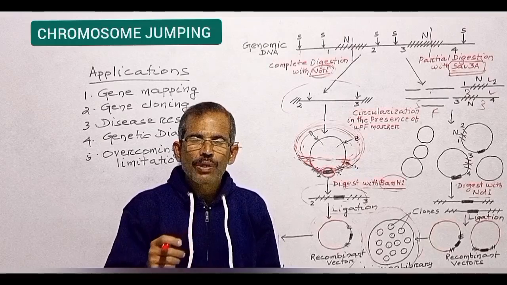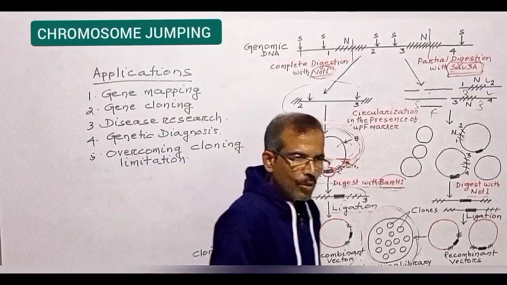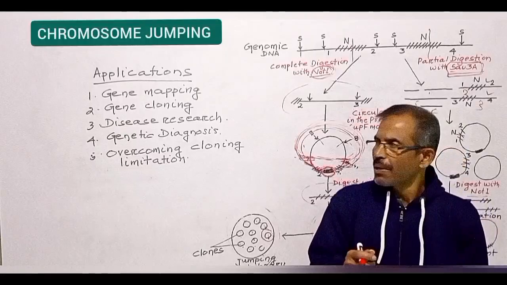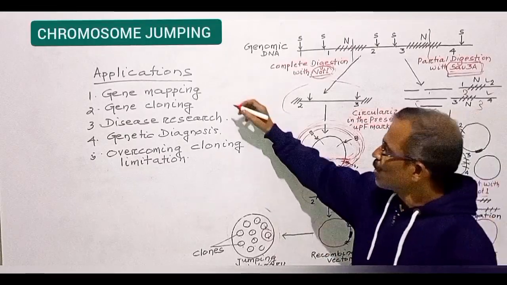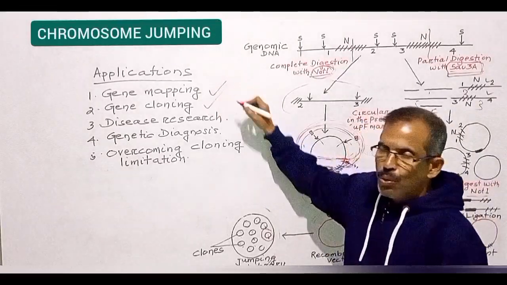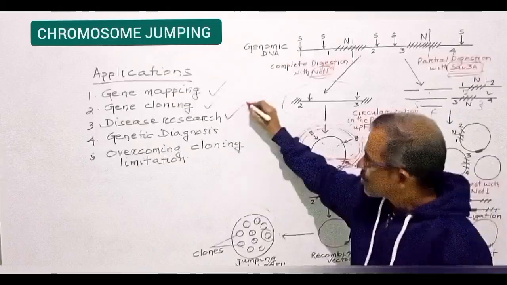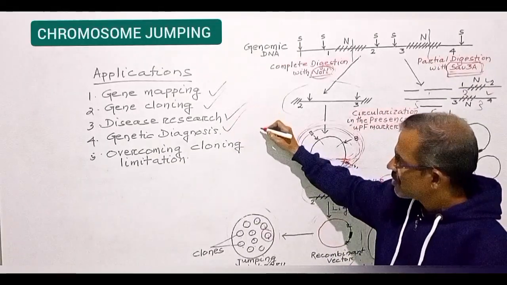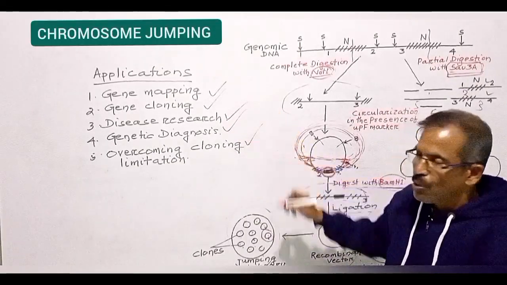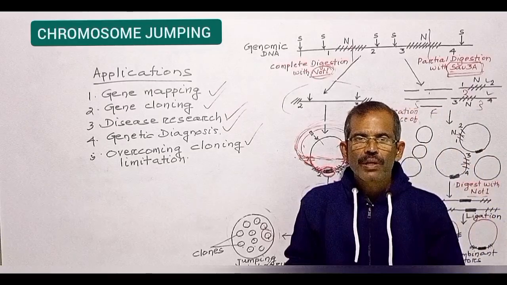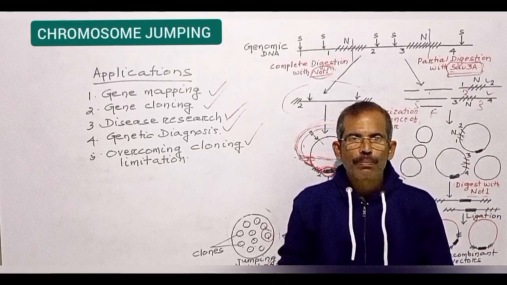Chromosome jumping has several applications such as gene mapping, gene cloning, disease research, genetic diagnosis, and overcoming cloning limitations. Friends, this is all about chromosome jumping.